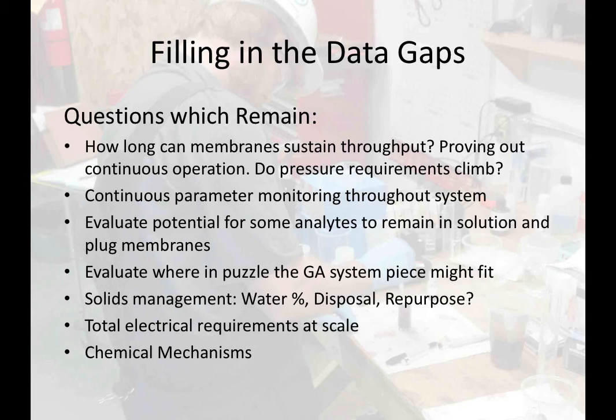So there's the piece of the puzzle. Solids management, how can we do that without manpower? What kind of sludge content as far as water percentage? What are disposal requirements? Is there a potential to reuse what we're getting out of the system? We had one of our sludges that was 34% iron, 9% aluminum, 7% zinc, concentrated metal.